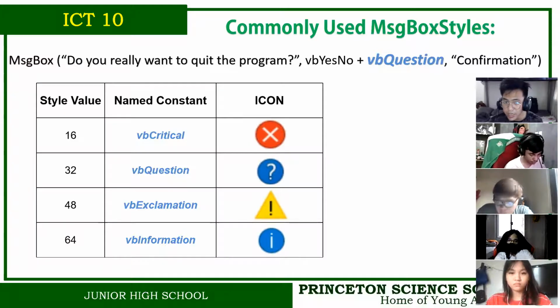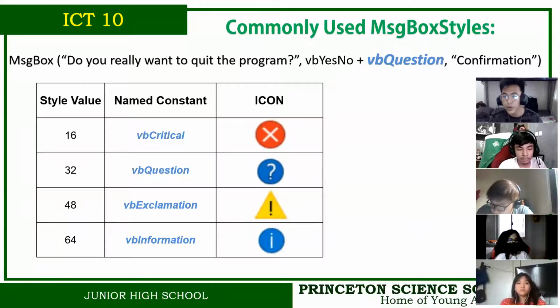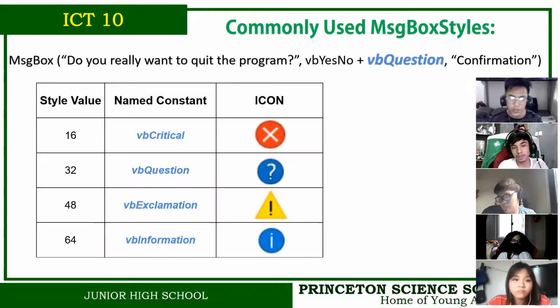VB exclamation, that is for an alert. For example, to alert you that you haven't saved your current program, you're going to use VB exclamation. And then the last one is the VB information. The VB information is for message boxes to provide you with information, of course. So we have 4 different icons: critical, question, exclamation, and information.